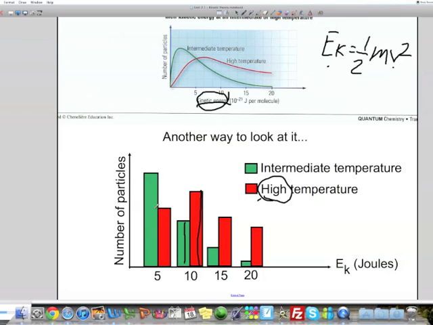You can see that the particles that have 5 kilojoules went down here, because all the particles seem to gain more energy, so the whole graph is basically shifting to the right towards the greater values of kinetic energy.